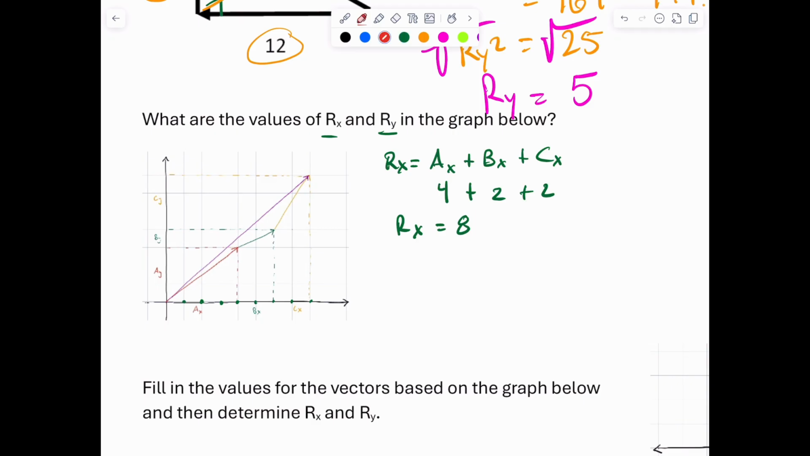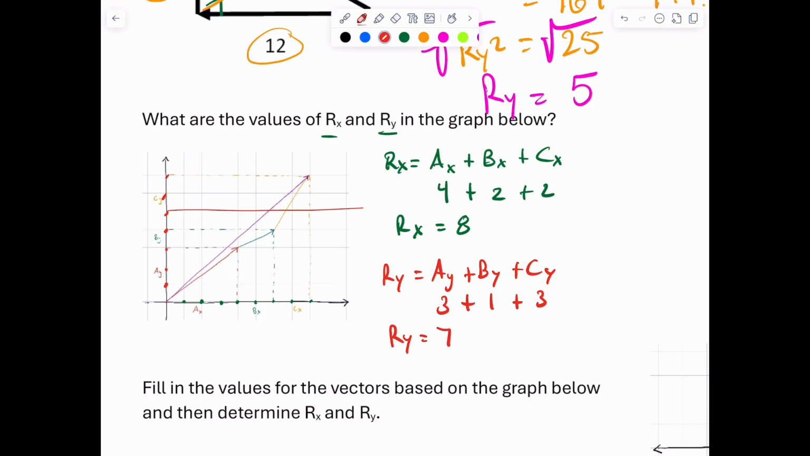For my combined R of y, that's going to be my A of y plus my B of y plus my C of y. And A of y is going up 1, 2, 3, it looks like. I'm missing kind of a line there, hard to see it. B of y is going up 1, and C of y is going up, I should have another line right about there, 1, 2, and 3, it looks like. So my R of y is equal to 7. Those become my values there.